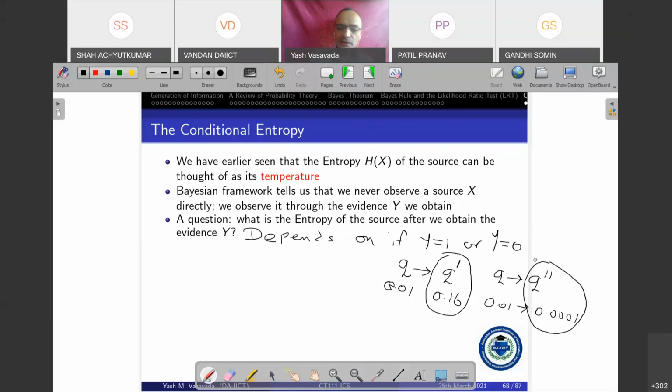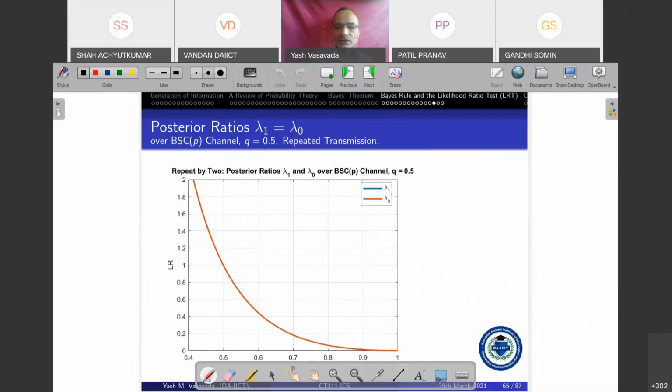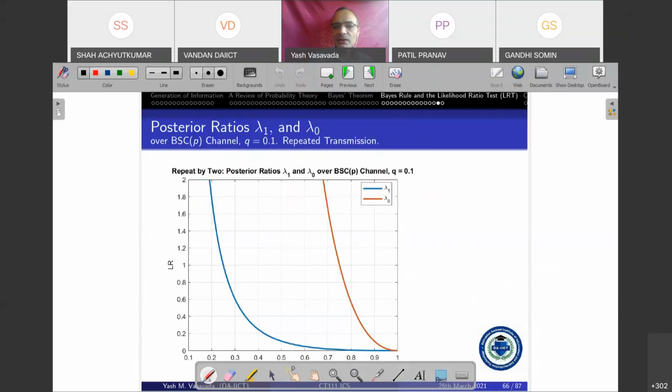This is what we were doing actually yesterday when we were looking at all these charts. This lambda 1 and lambda 0 are nothing but, lambda 1 is nothing but q prime divided by 1 minus q prime. And lambda 0 is nothing but 1 minus q double prime divided by q double prime. And you can see from this that because lambda 1 and lambda 0 are different for a given value of p, q prime and q double prime are also going to be different.